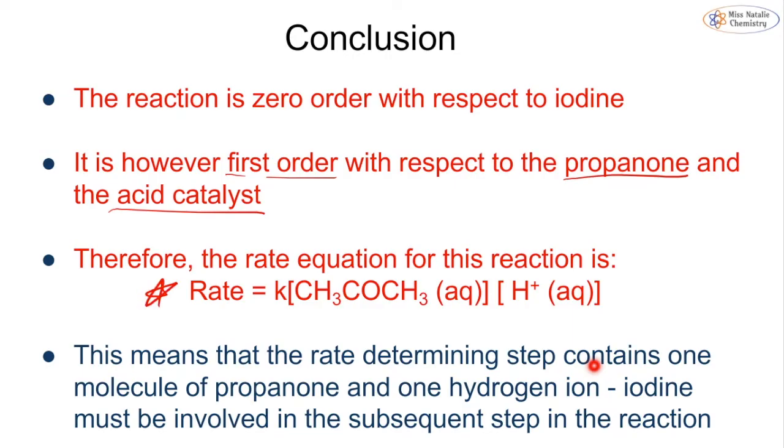Okay, what this rate equation tells us is that the rate determining step contains one molecule of propanone and one hydrogen ion. The iodine that is part of this particular reaction must be involved in a subsequent step, but it is not part of our rate determining step. So remember, our rate equation is our rate determining step.